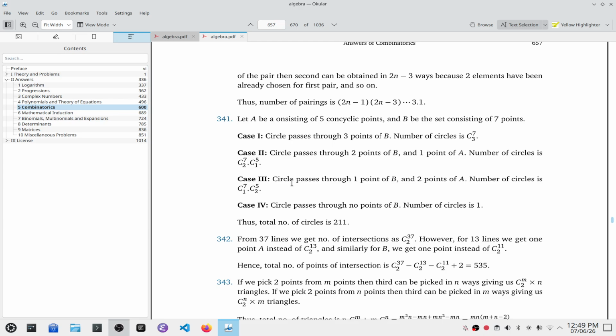Case 3 is circle passes through 1 point of B and 2 points of A. Number of circles is 7C1 times 5C2. Fourth case is circle passes through no points of B. Number of circles in this case is 1. Thus total number of circles is 211.